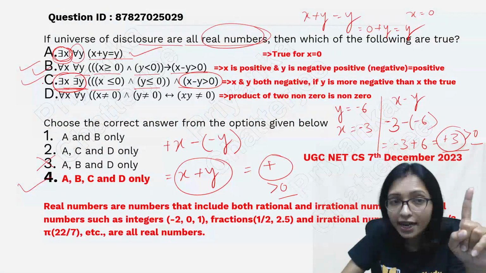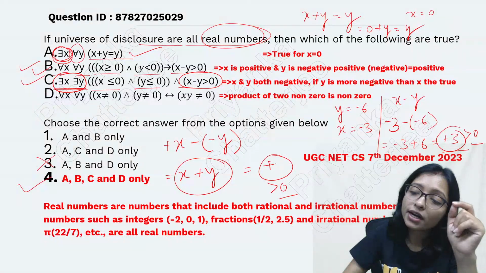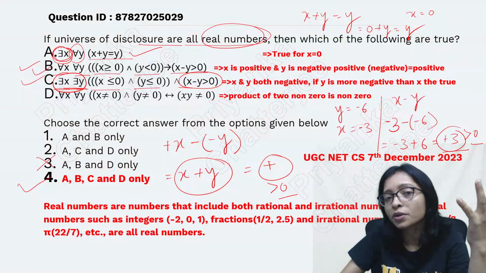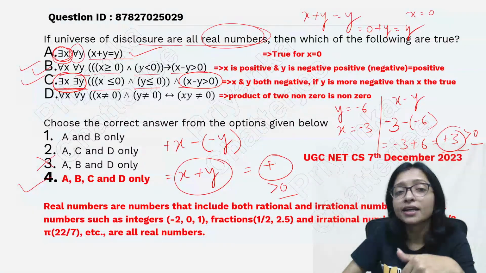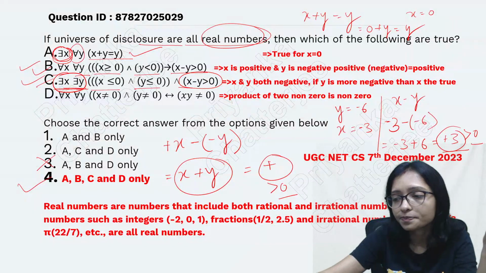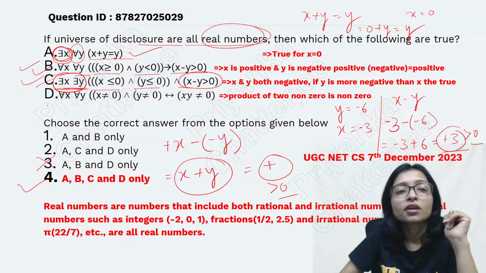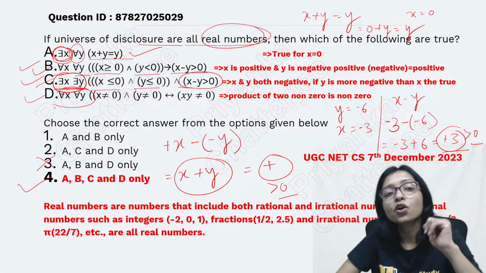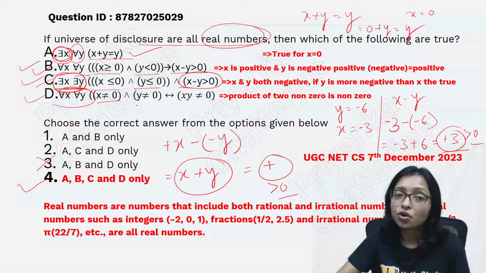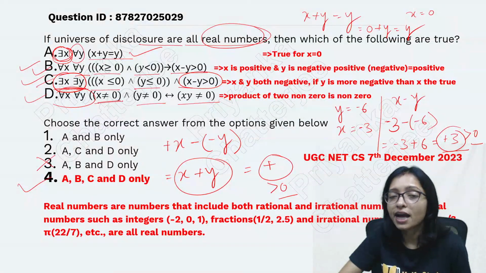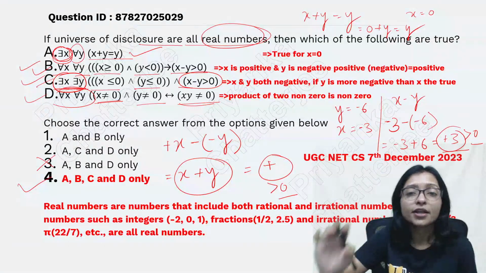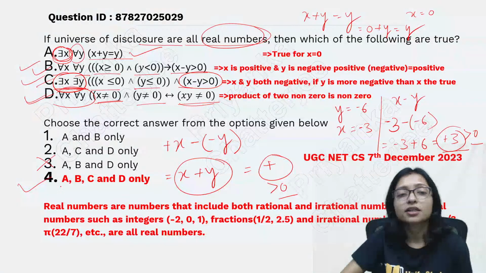Because it was there exists. There exists means for any particular example, if I am able to do it, then it's fine. So when y is more negative than x, then it is true. No problem, I can prove that. Next one, for all x, for all y, x not equal to 0, y not equal to 0, then xy is obviously not equal to 0. Because if x and y are any numbers other than 0, then the product xy will definitely be non-zero. This is also correct. So A, B, C, D all are correct.